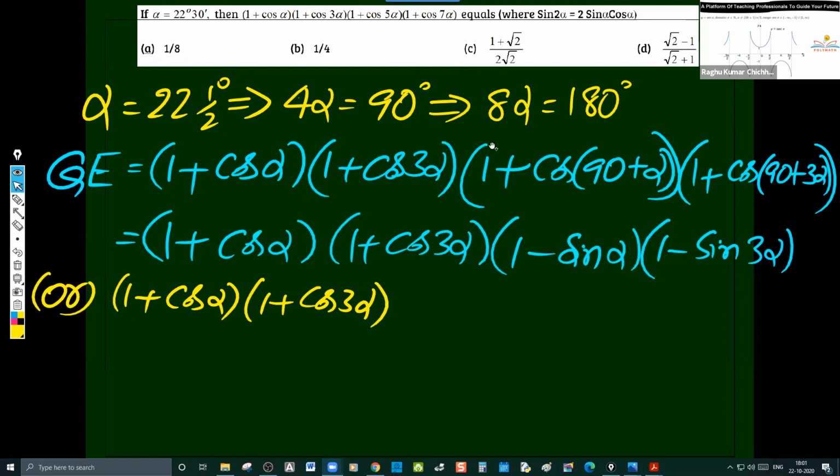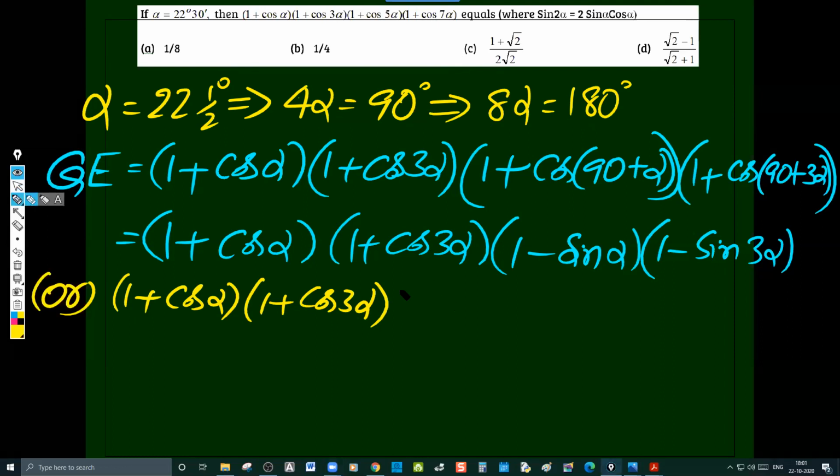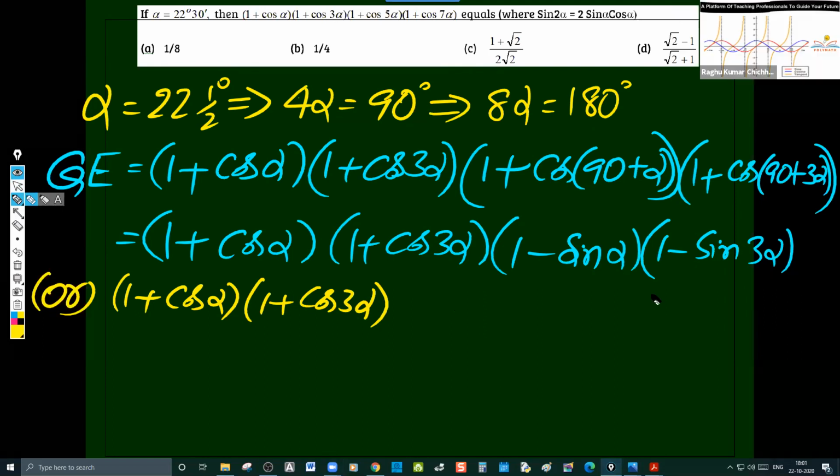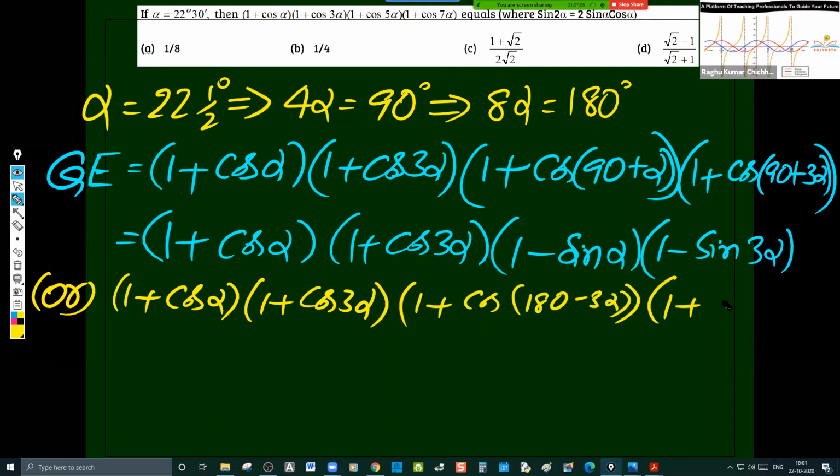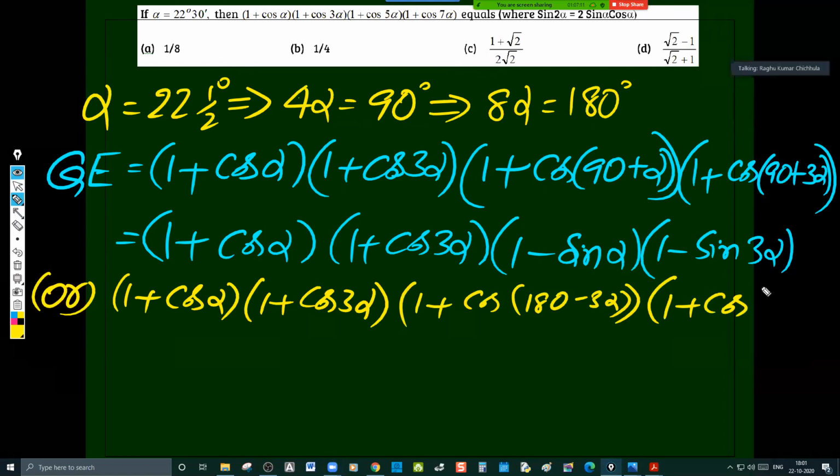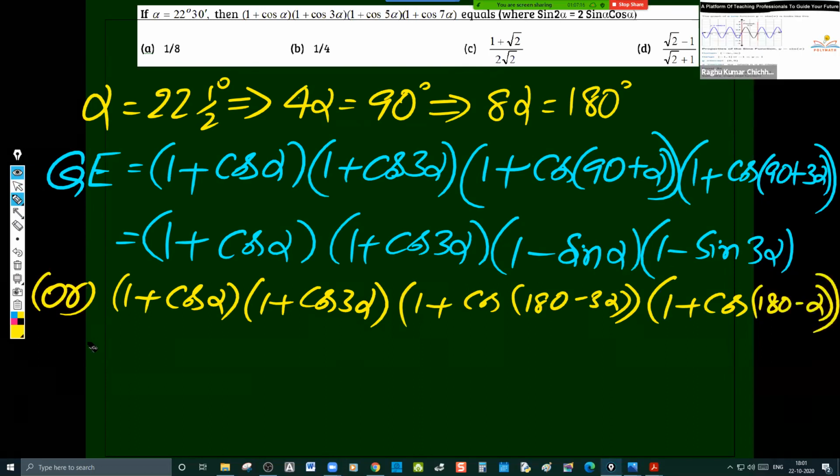5 alpha, you tell me it can be written as 180 minus 3 alpha, isn't it? Yes, sir. Similarly, you tell me the last one. I'll be writing that. Bhavi, 180 minus alpha. That's good. Come on, tell me now. I think it will be simplified now.